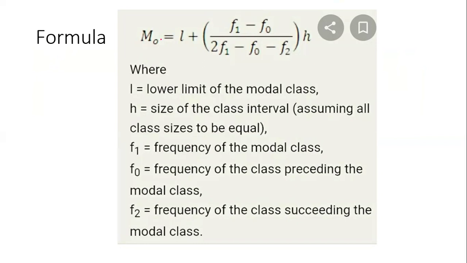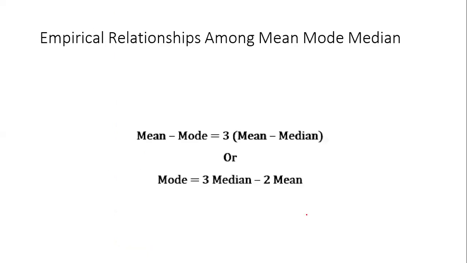Now the formula for the mode in point form is L plus (F1 minus F0) divided by (2F1 minus F0 minus F2) times H, where L is the lower limit of the modal class, H is the class interval assumed to be equal, F1 is the frequency of the modal class, F0 is the frequency of the preceding class, and F2 is the frequency of the succeeding class.